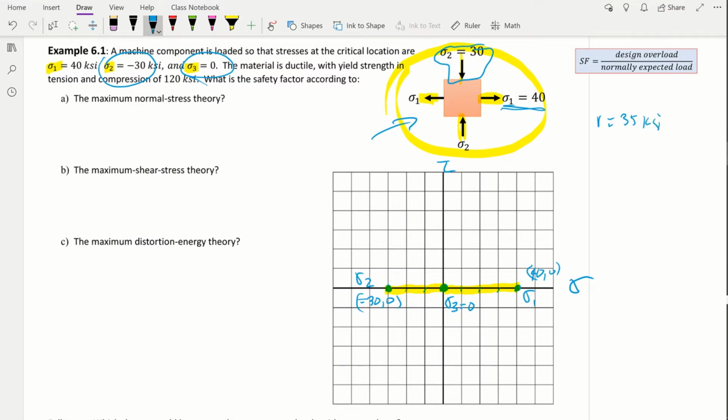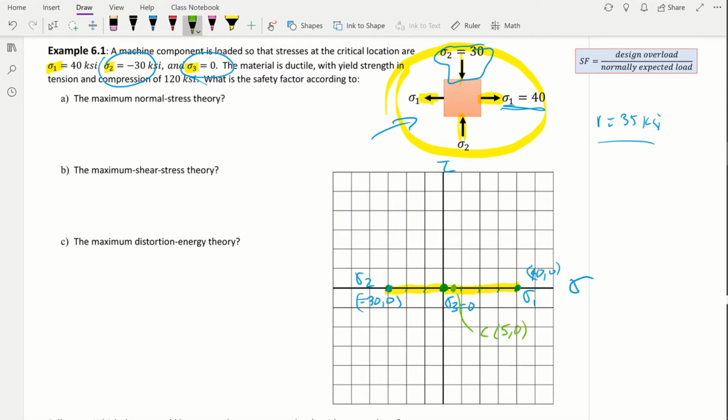So why do we need the radius? Because that's what we need to locate the center. If we start from principal stress 2 and I want to figure the center, I need to add 35 to it. So negative 30 plus 35 is going to take me to 5, or roughly right here. If we start from sigma 1, which is 40, then we subtract the radius to get to the center. So 40 minus 35 is 5. So there we go. That's our center, which is at 5 and 0.